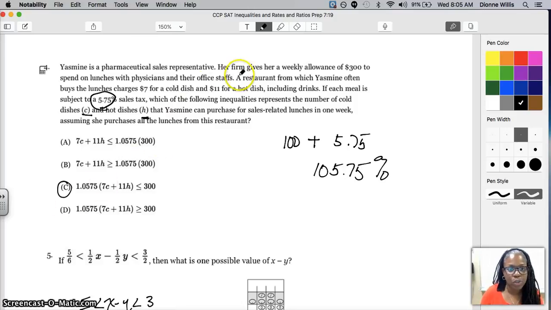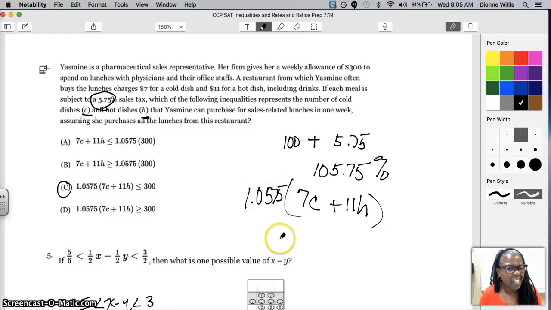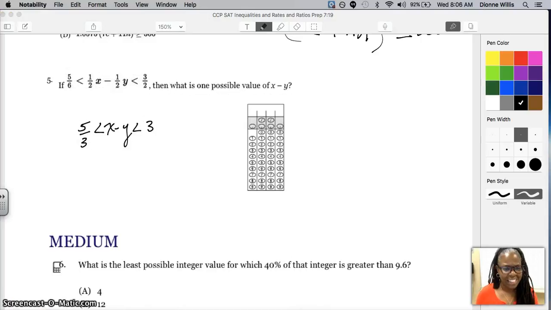And so as you think about this, we recognize that $7 for each cold meal plus $11 for each hot dish, I'm going to actually have to pay 1.0575 times that, right? Does that make sense? 100% of the cost plus a little bit more. And that has to stay underneath or equal to the $300 allowance that she has. I hope that made sense. All right, I had a little sneeze break there.